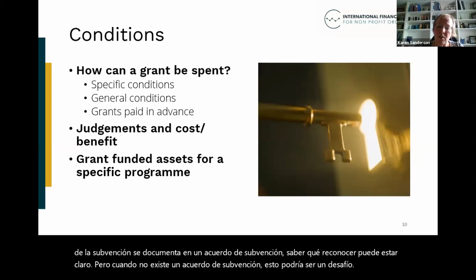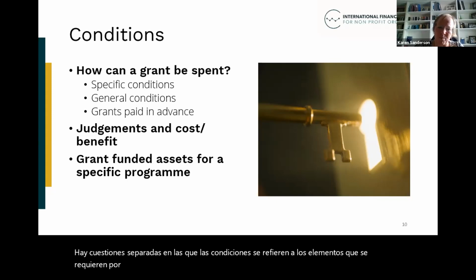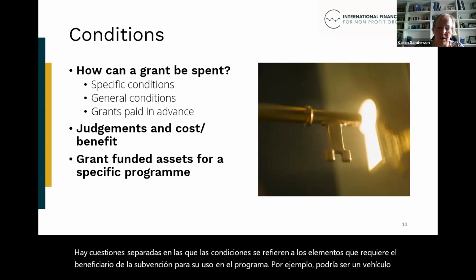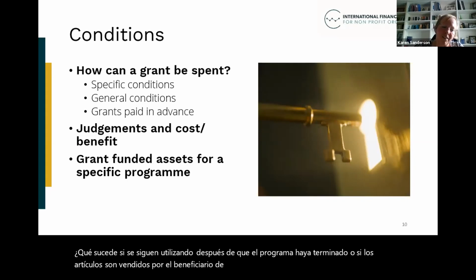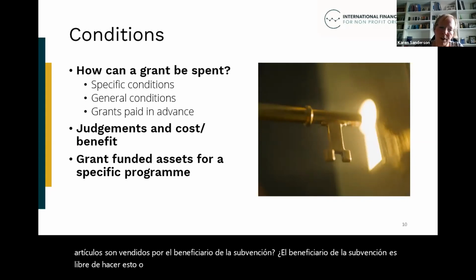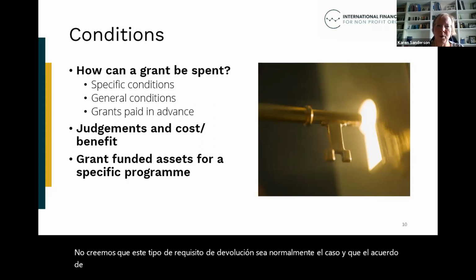There are separate issues where the conditions relate to items that are acquired by the grant recipient for use in the programme. For example, it could be a vehicle. What happens if these continue to be used after the programme has finished, or if items are sold by the grant recipient? Is the grant recipient free to do this, or is there any requirement to return assets or proceeds to the grantor? We don't believe that this type of return requirement is normally the case in grant agreements, but we're not sure whether that assumption is correct, and you may be able to help us with this.